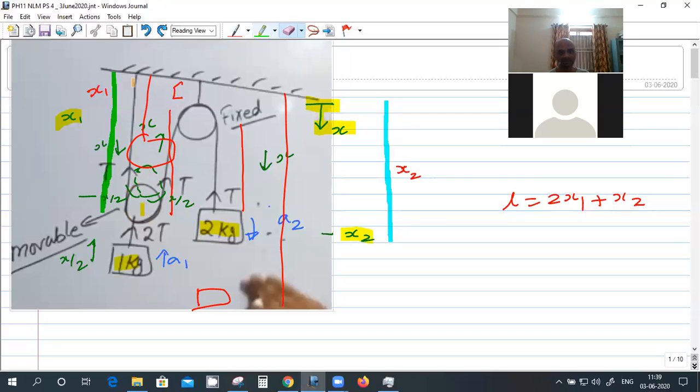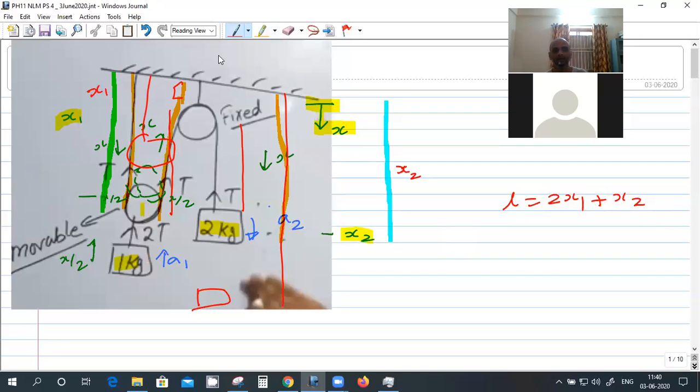Okay. This is x1, the second x1. I'm forgetting this length, but it does not matter, I'll tell you later why. So this is x1, this is x1, and this length is x2. The length of the string is 2x1 plus x2, and the length of the string is constant. It's an inextensible string, right?